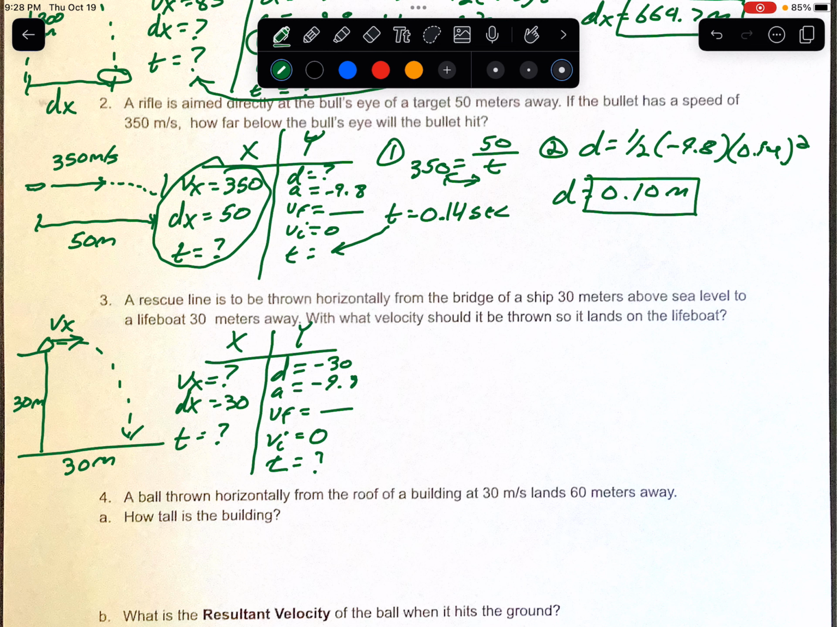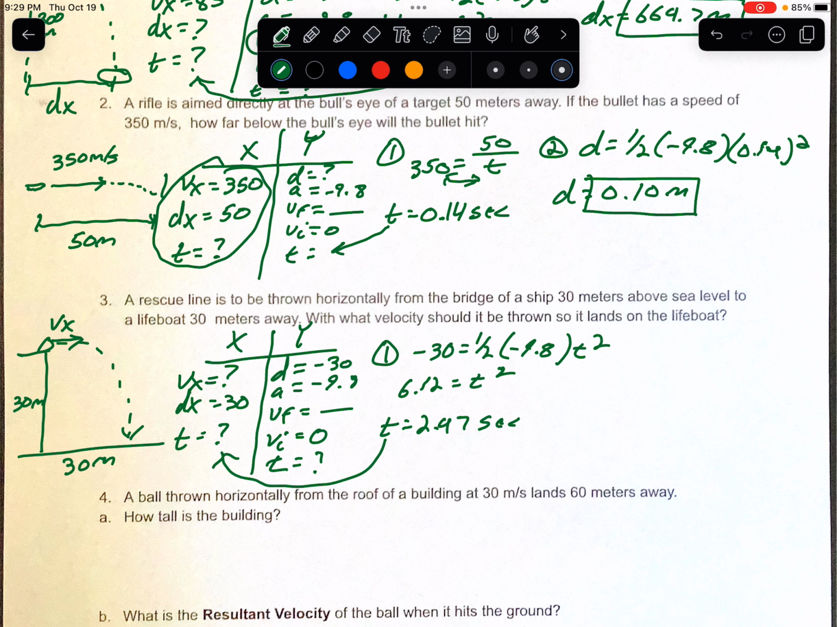So we're going to use equation number 3 again. So step 1, d equals 1/2 at squared. So negative 30 equals 1/2, a is negative 9.8, t squared. So negative 30 divided by negative 4.9 is going to give you 6.12 equals t squared. Don't forget to square root both sides. And you're going to get a time of 2.47 seconds. So that is not your answer, but that means you can plug this in over here.